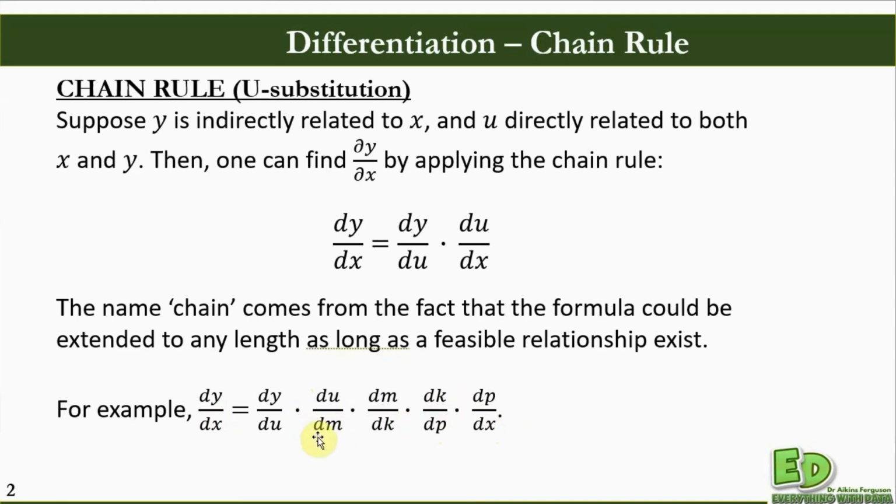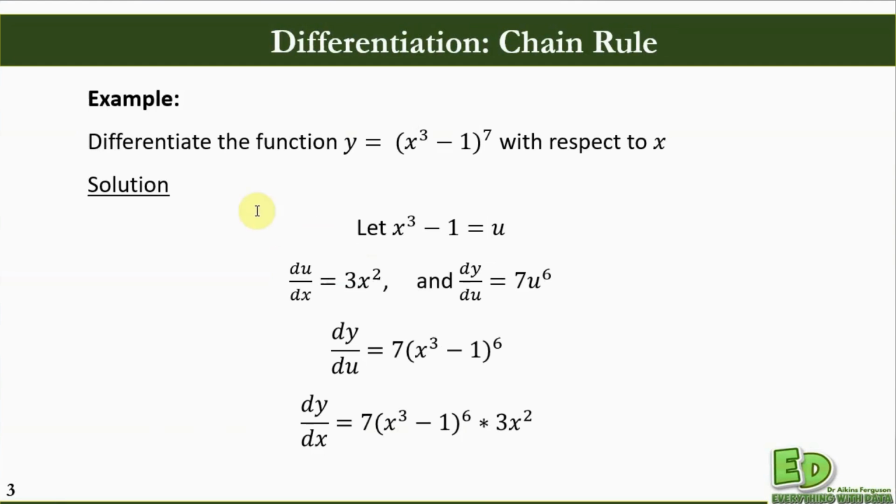It's simply telling you that the chain rule is a fundamental concept in calculus that is used when you have composite functions. That is, you have one function inside another function. So let's look at a practical example under the chain rule and how we go about it using this formula. The example says: differentiate the function y is equal to x cubed minus 1, all to the power 7, with respect to x.